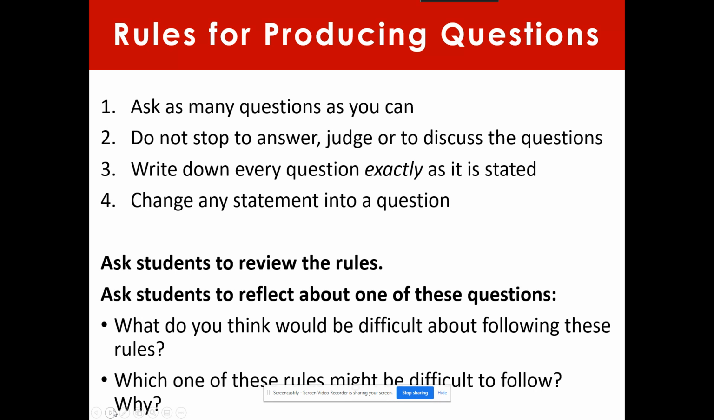At this point, though, this is much easier to do by dividing kids into smaller groups within the classroom. And if you do that, you can ask students to review the rules and reflect on one of these questions: What do you think would be difficult about following these rules, and which one of these rules might be difficult to follow and why? Usually, students get trapped into rule number 2, which is do not stop to answer, judge, or discuss the questions.